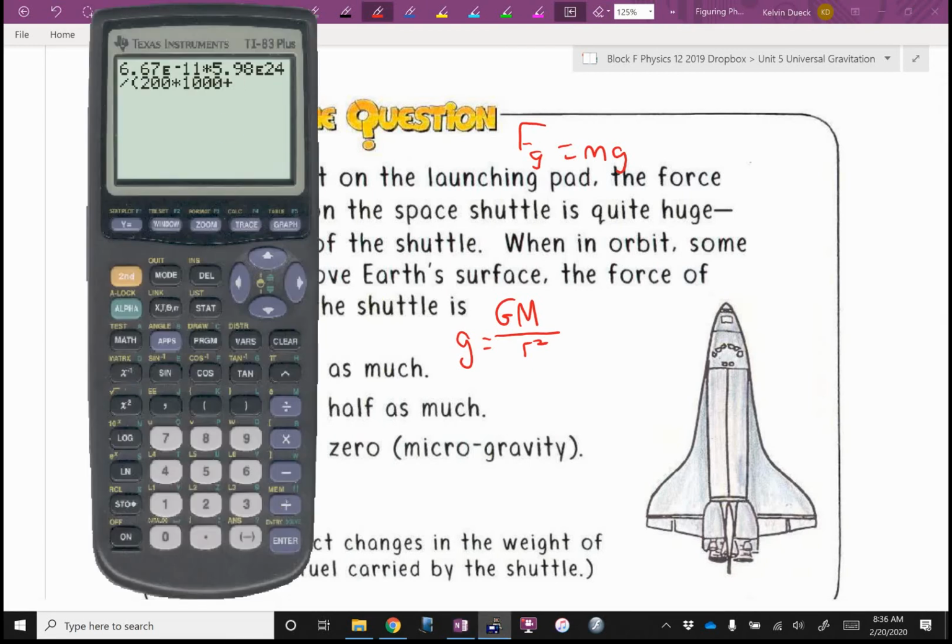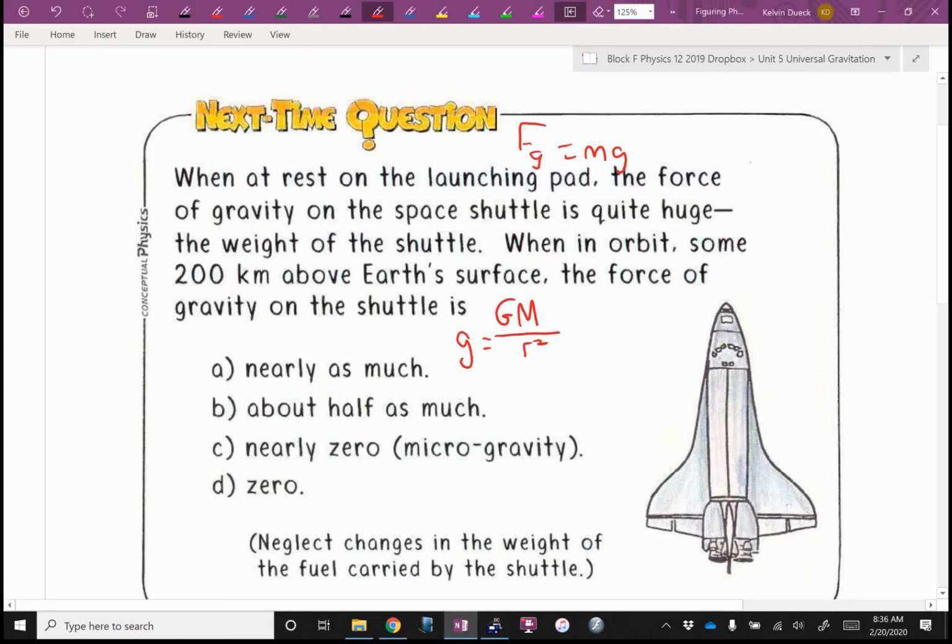You're typing along with us, yes? 6.38 times 10 to the 6th. And then don't forget there's a squared on the r in this particular equation. So close your bracket off and square it. You were supposed to be typing along with us because you were going to see the punchline and realize that the answer is not C. Ben, what'd you get on your calculator? 9.212. What's little g? What's the gravitational field strength up there? What's the correct answer, A, B, C, or D? It's almost as much gravity there as it is on the Earth.